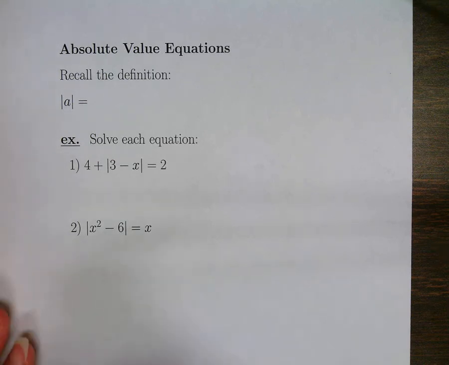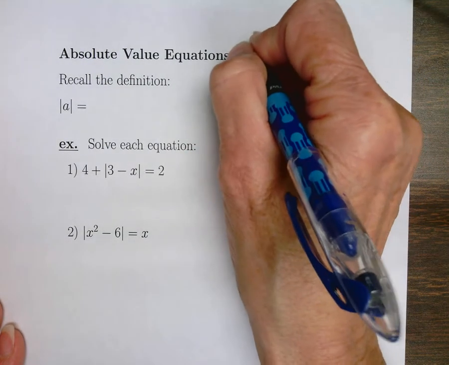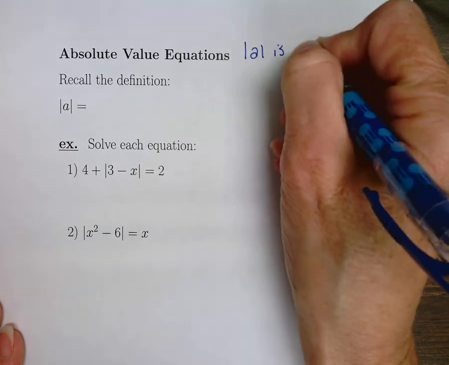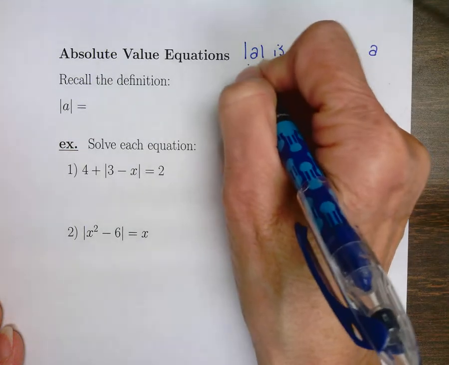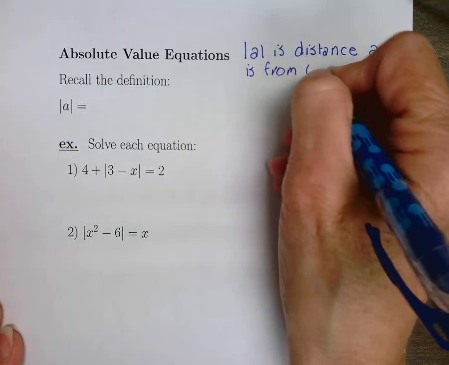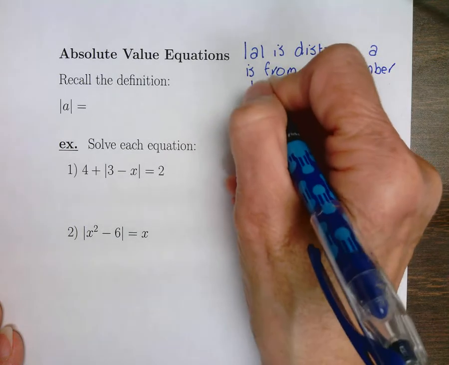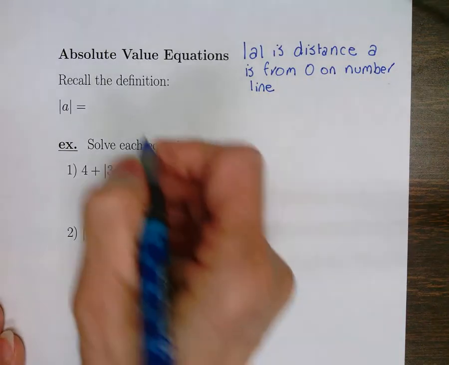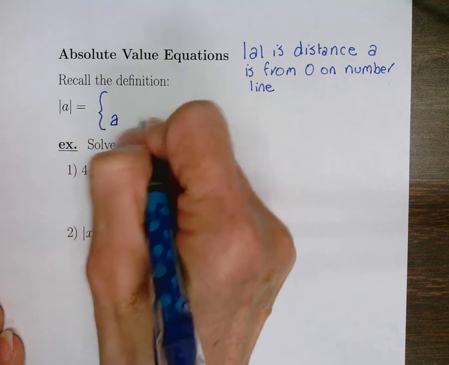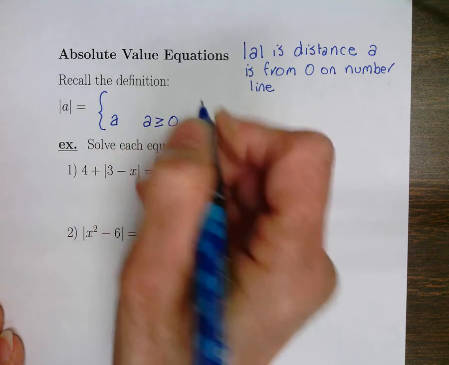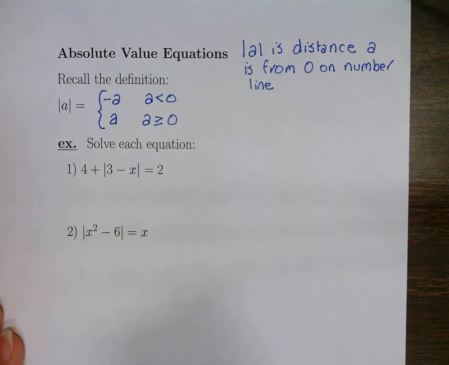Okay, let's now look at equations involving absolute value. And remember, the absolute value of A is the distance A is from 0 on the number line. And we saw that that means that the absolute value of A is one of two things. It's either A itself, if A is greater than or equal to 0, or it's the opposite of A if A starts out being negative.